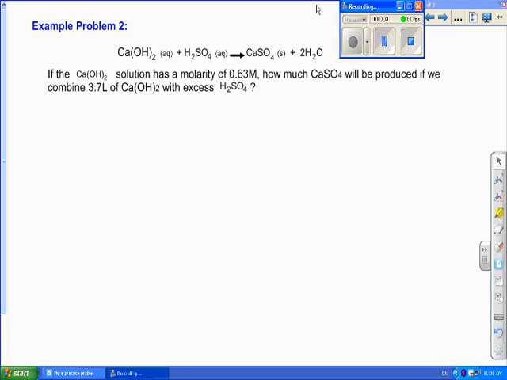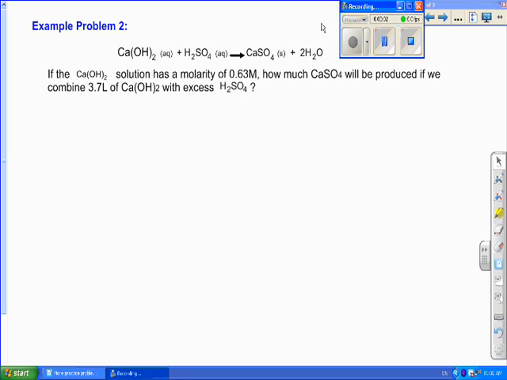So here is our first example problem. We're using the same equation we did in the original problem. It states, if the calcium hydroxide solution has a molarity of 0.63 molar, how much calcium sulfate will be produced if we combine 3.7 liters of calcium hydroxide with excess sulfuric acid? Basically what this means is you don't really have to worry about the sulfuric acid or determining a limiting reagent. You're basically just going to focus on this calcium hydroxide.